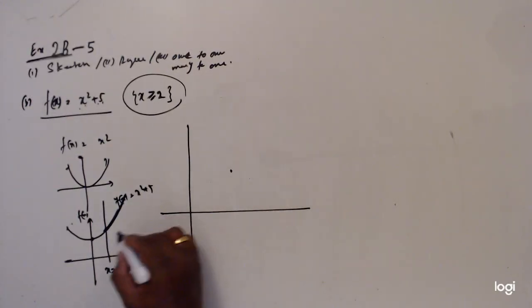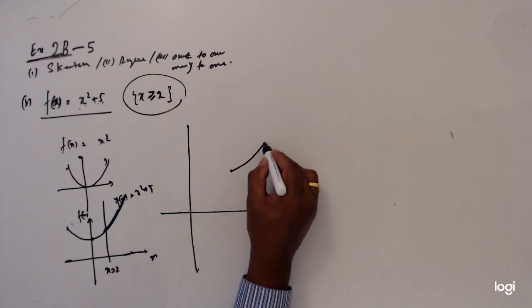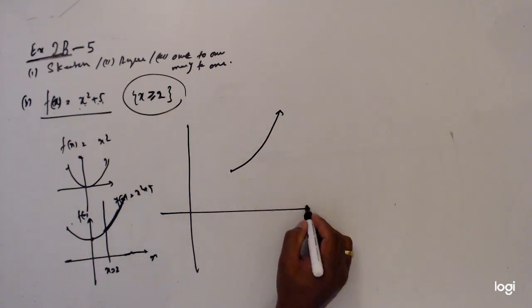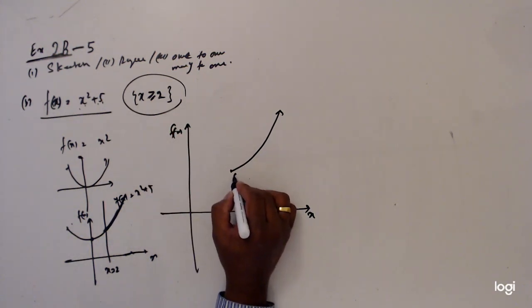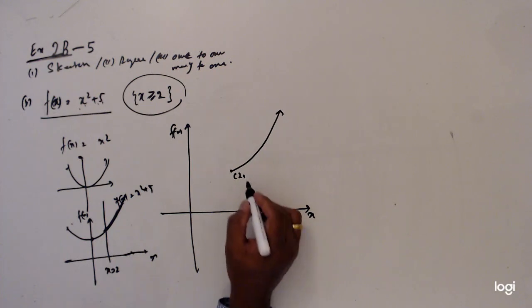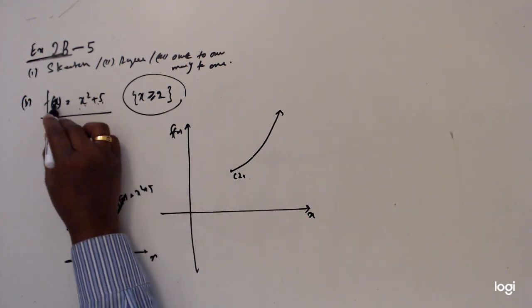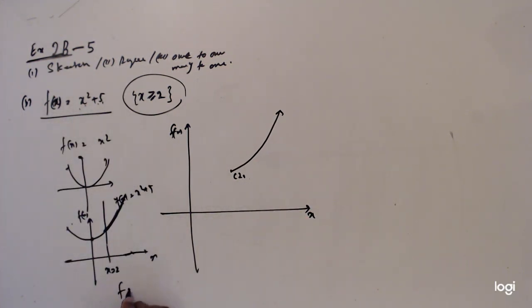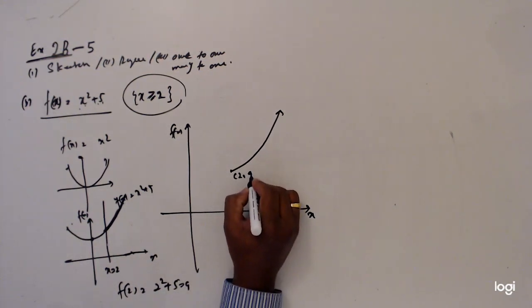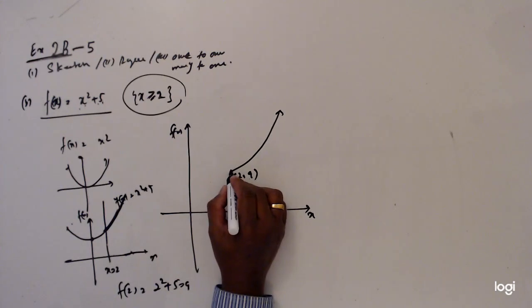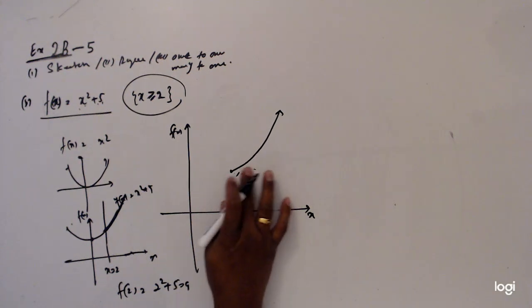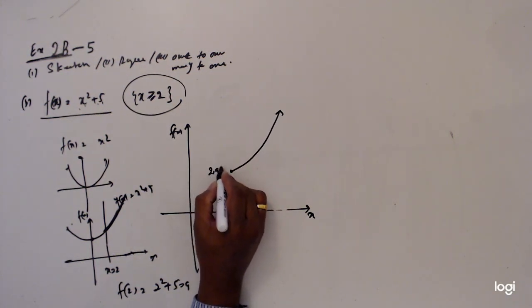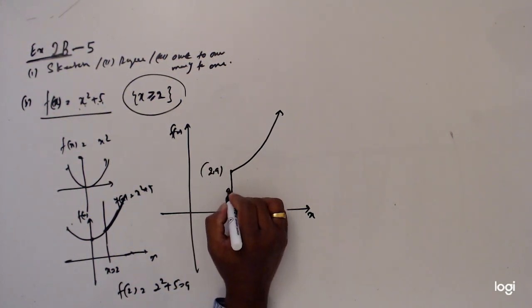from here, something like this. X, f(x). The x value at this point is 2. What is the y value? So when we put f(2), that is 2 squared plus 5, which is 9. So up to here it is 9.